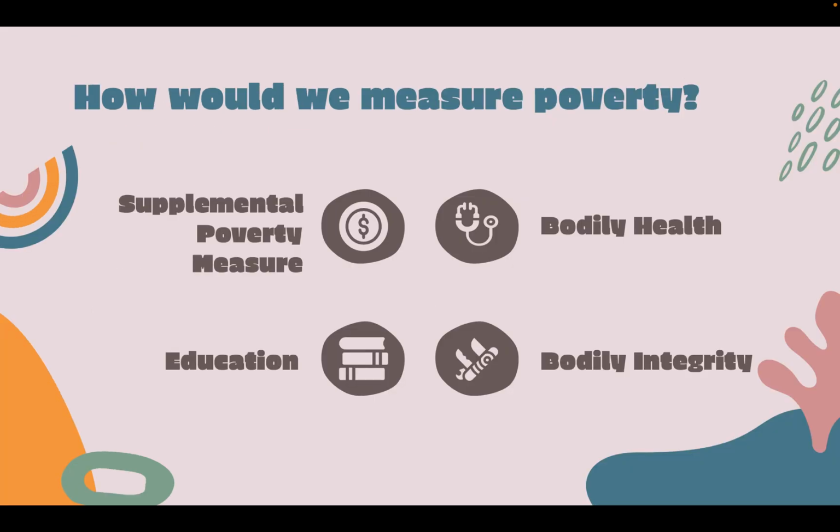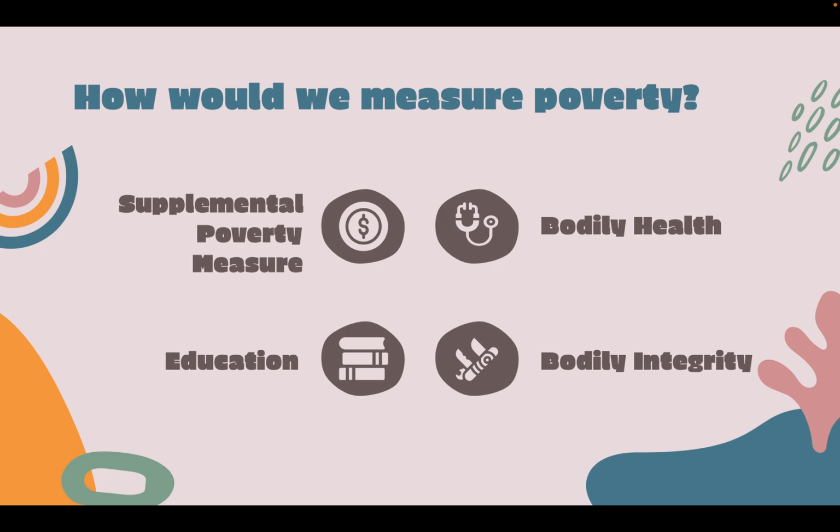So how will we choose to measure poverty? If we could, we would utilize a supplemental poverty measure and use a few capabilities from the capabilities approach, including bodily integrity, bodily health, and education. If the minimum basic needs threshold set by the SPM is not met, we would automatically consider this individual or family to be in poverty.